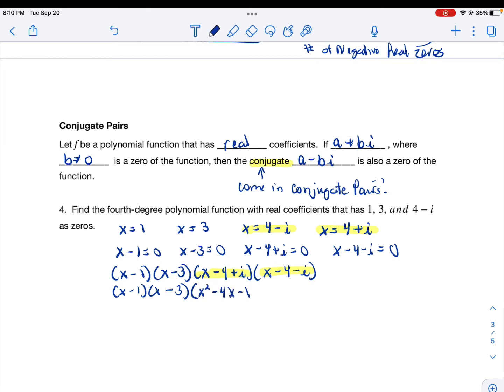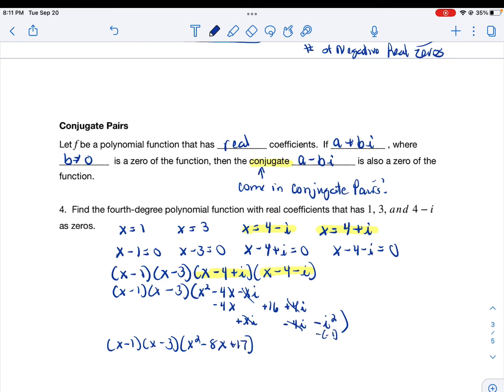So I'm going to distribute x to everything in the second polynomial. I'm going to distribute the negative 4 to everything in the last linear term. And then I'm going to distribute i to everything in the last linear term. Combining like terms, notice all my terms with i cancel out except for i squared, but we know i squared is equal to negative 1. So I end up with x squared minus 8x plus 16 plus 1, so that's plus 17.